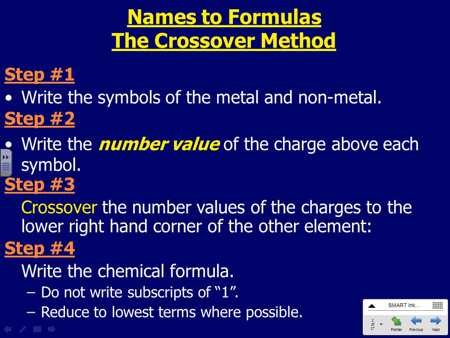Once you're finished that, write the chemical formula. We do not write subscripts for 1 in chemistry. If it's a 1, we don't write it. We assume it to be a 1. And if there's any common factors that we can cancel out, we do so. And you'll see when we do some examples. It's a very straightforward thing. Nothing to stress over.